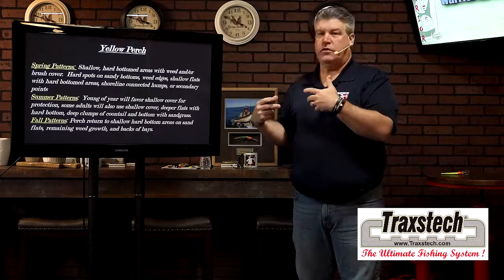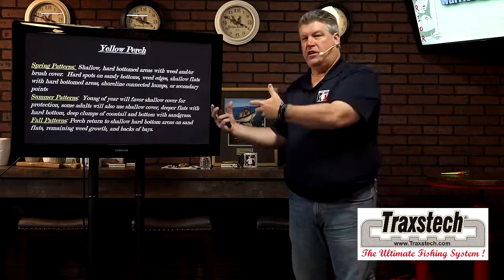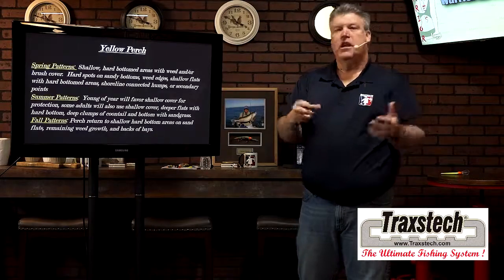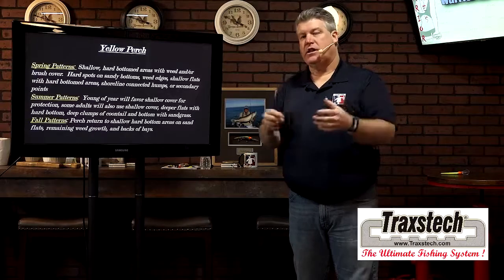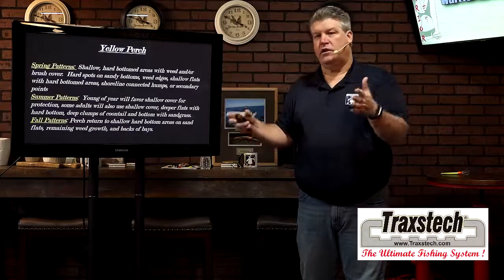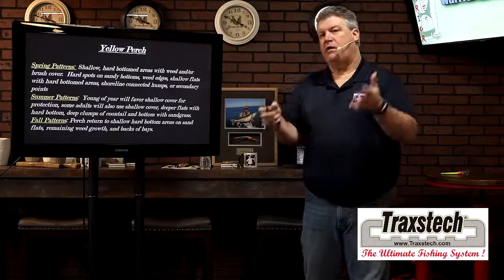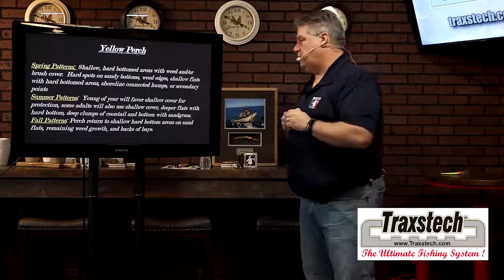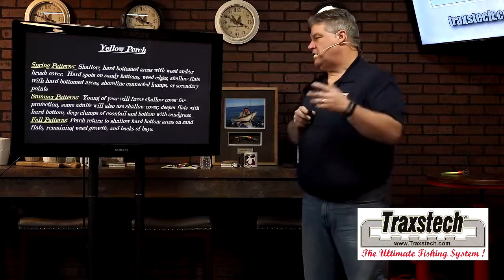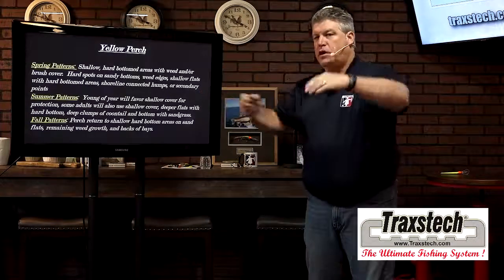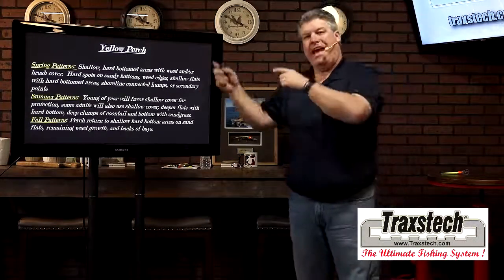So if you have a situation where you don't have a lot of young of the year perch, you have more big perch, start looking for game fish. We're talking about walleye here, but all kinds of game fish on those mid-depth flats, 15, 20, 22 feet deep, sand bottom with hard bottom spots, you'll see a lot of perch there. And again, in the fall, perch return to shallow hard bottom areas on sand flats, the remaining weed growth from the year, and the backs of bays.